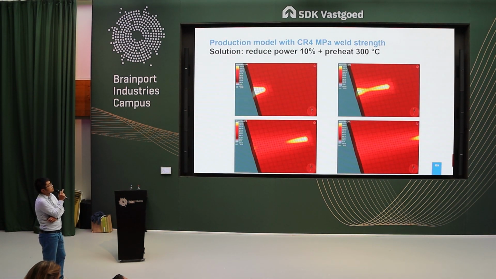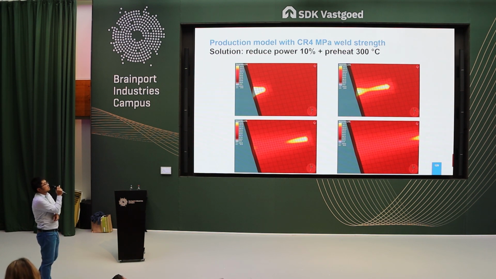Even with this criterion 4, we can reduce the power by 10%, and then there will be less contraction after the weld pool. But in order to guarantee the same weld width and also the penetration, we have to preheat this sample to 300 degrees C. And we found that we can still have an intact weld.